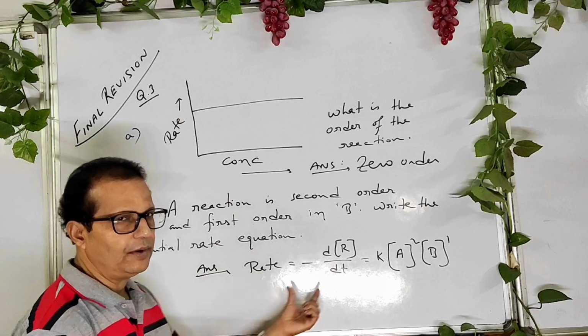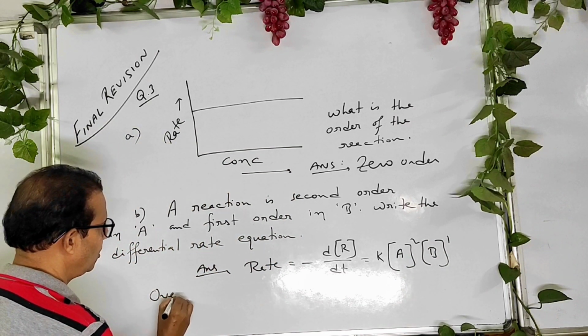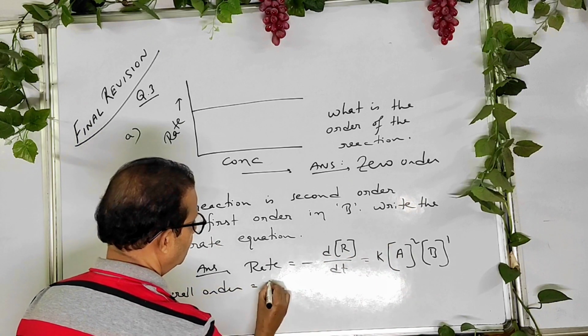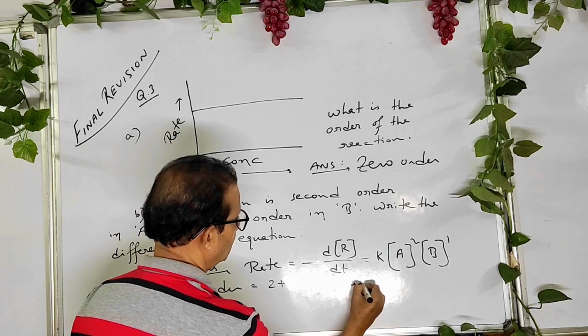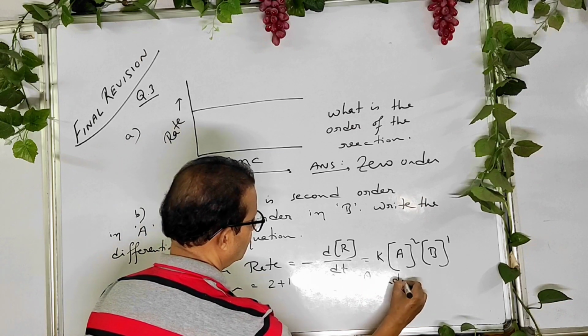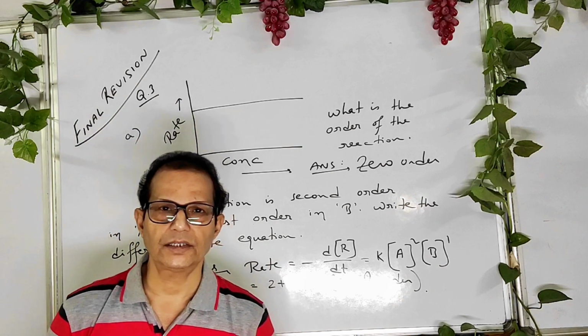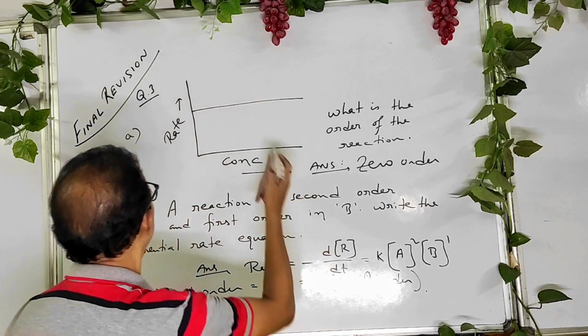So can you tell me what is the overall order of the reaction? Listen, the overall order of the reaction is 2 plus 1, that is 3. So it is a third order reaction. I think you understand it. Clear? Now the next question, question number 4.